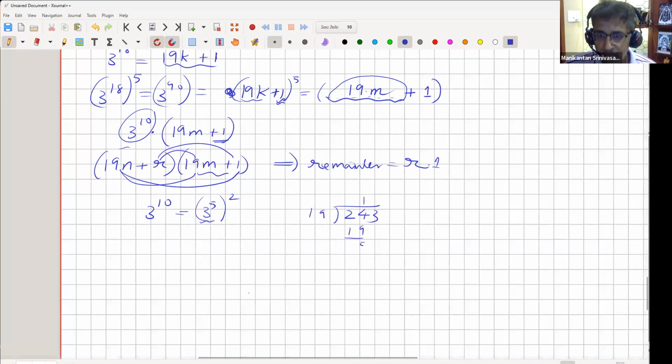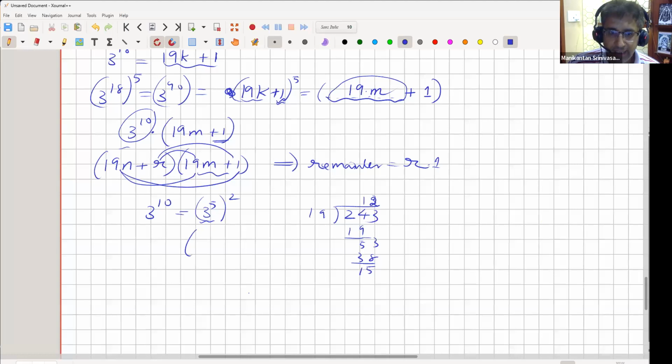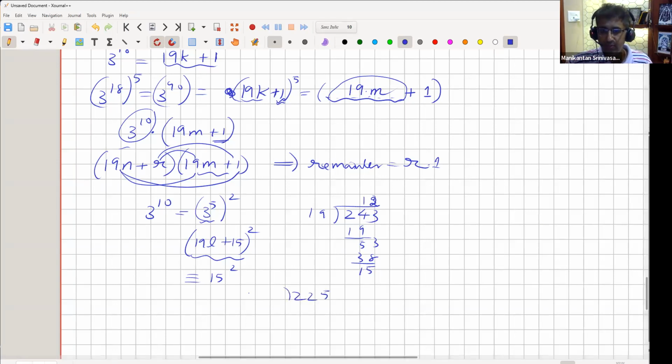19 ones are 19, 53, 19 2s are 38. Remainder is 15. Okay, so this is some 19 times something, but I don't care what that is. It's some 19 times some number L plus 15 is what I care about, right? When I do this square, effectively it's equivalent to 15 square because the 19L will not matter. Because we only care about remainders, I can keep dropping multiples of 19. So effectively it's 225 divided by 19, and that is just a simple process. 19 ones are 19, the remainder is 16.